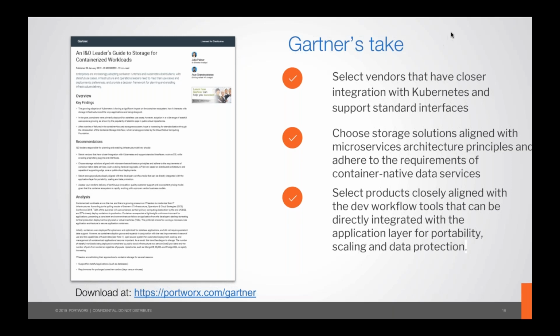So for instance, Gartner has a couple of things. One is that you should select vendors that are closely integrated with Kubernetes and support standard interfaces. That translates into make sure your solution supports CSI, right? CSI is the new way of interacting between storage primitives and the scheduler. Make sure that your solution supports CSI.